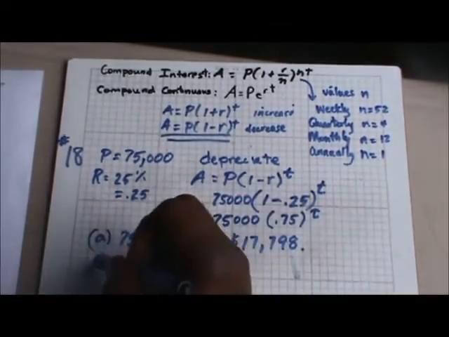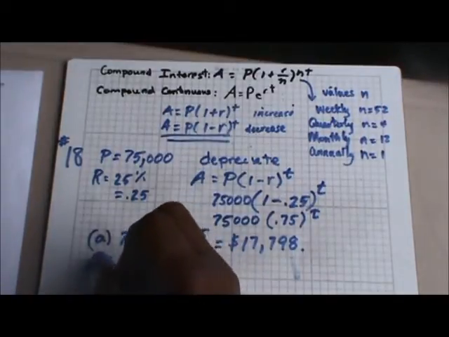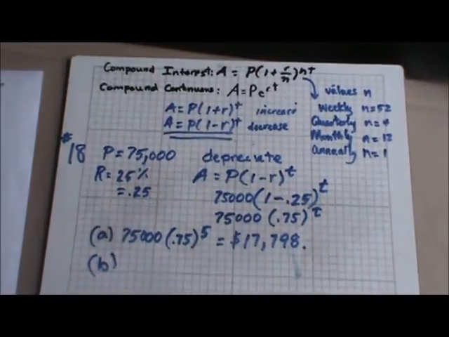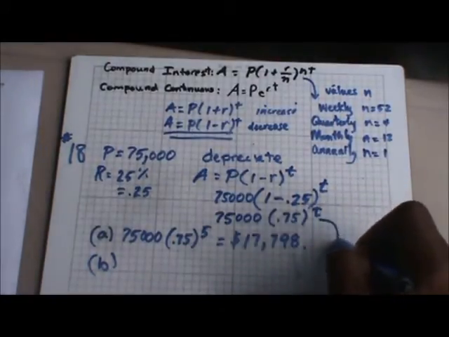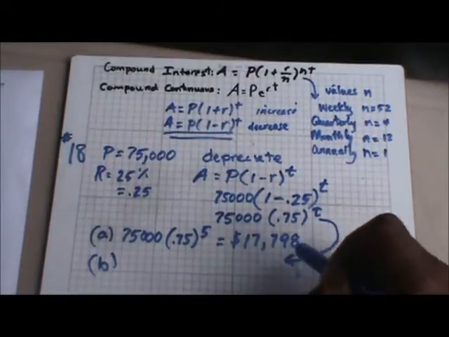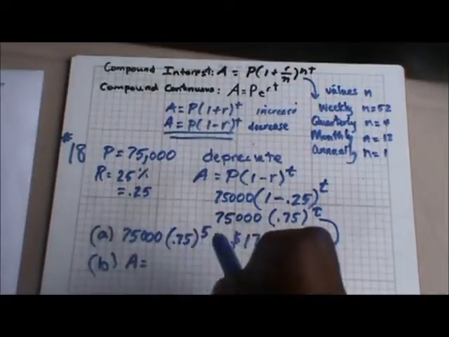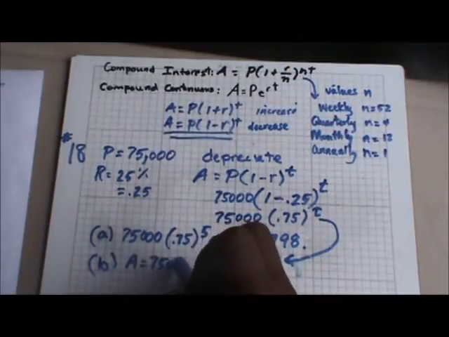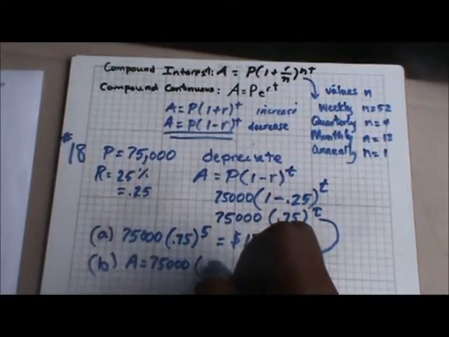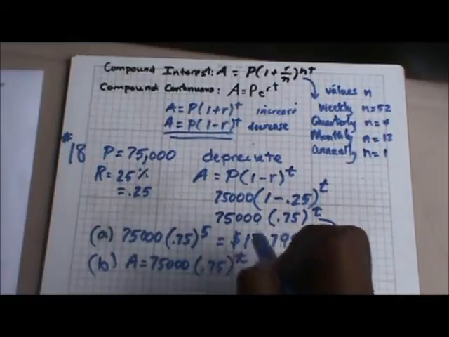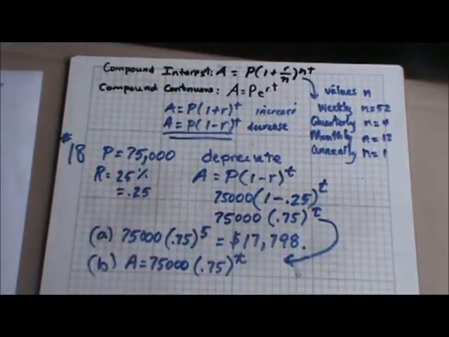And B asks what will the car be worth after t years? In that case, they just want the model. So the car will be worth 75,000 times 0.75 to the t. They're asking for a model in that question.